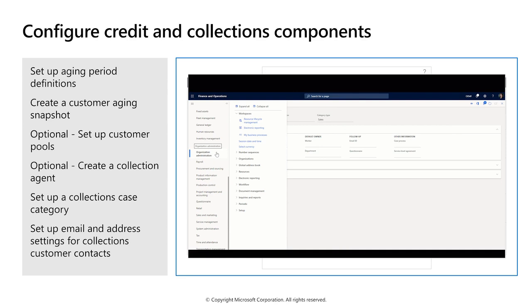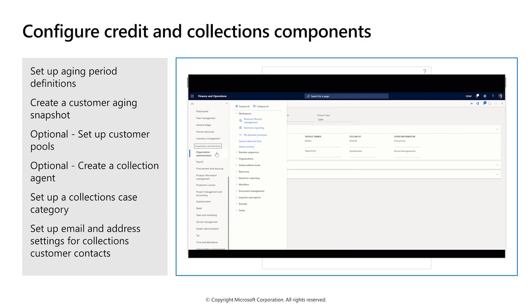We can set up a statement address for a customer if a statement should use an address other than the primary address. On the Credit and collections FastTab for the customer, in the Collection contact field, select the person in the customer organization who works with our collection agent. This person is used as the default contact on the collection page, and email messages are sent to him or her.